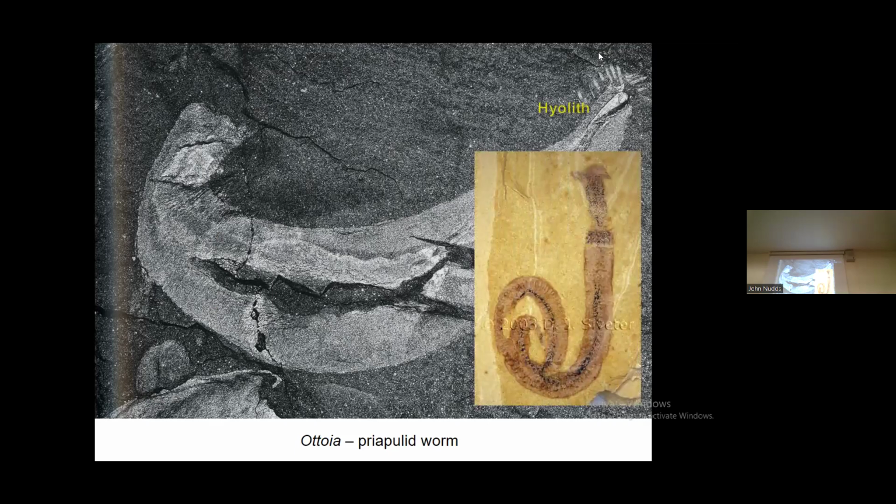And here is one, a priapulid worm from Chengjiang. So we see the preservation is very different. There's red coloration due to iron oxides on this rather orange or buff-colored sediment. But those from Chengjiang tend not to be in the U shape. They tend to be more vertical.